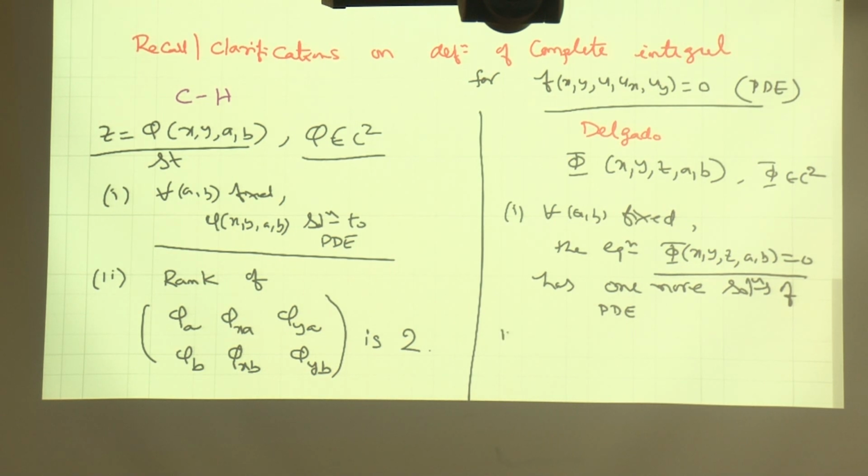Now, the second thing is about the rank. Here, phi_a, phi_xa, phi_ya, phi_b, phi_xb, phi_yb is there. That z is not coming anywhere because z has kind of come on the side, right? Now, if z is included, like here, what should be the condition? We will see very easily. It's also going to be phi_a, phi_xa, phi_xb, phi_b, phi_xb.